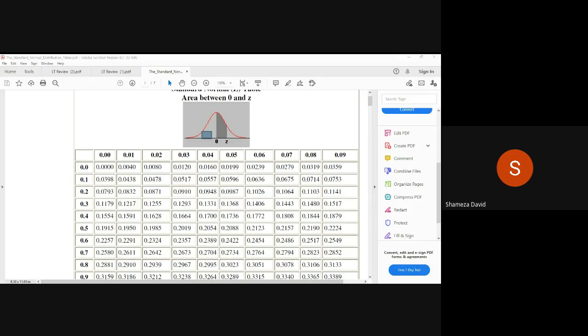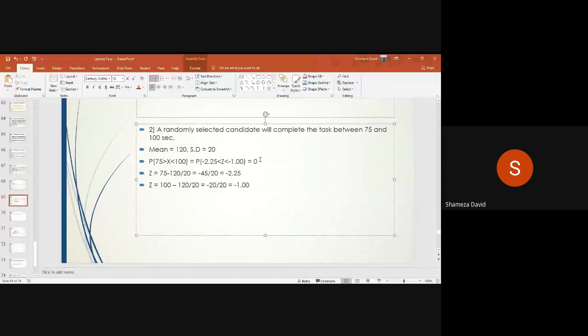Right. So now we go back to the PowerPoint. Bear with me. And so we're going to take away, right? So it's going to be 0.4878 take away 0.3413. And that is going to leave you with 0.1465.